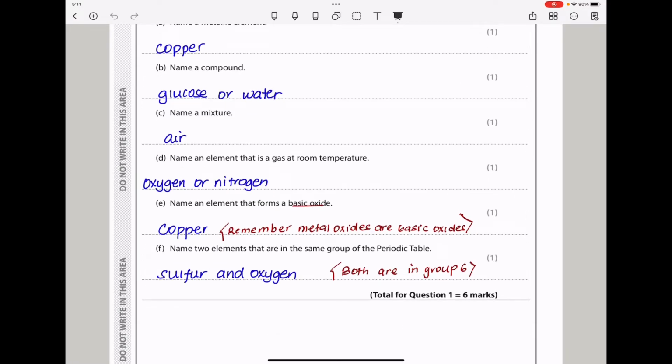Part E says, name an element that forms a basic oxide. Basic oxides are formed by metals. When metals react with oxygen, they form metal oxides. So copper oxide would be a basic oxide, and therefore copper should be the answer. Part F, they say, name 2 elements that are in the same group of the periodic table. My answer is sulfur and oxygen, because they both belong to group 6 of the periodic table. So this brings us to the end of question 1. Let's continue to question 2.